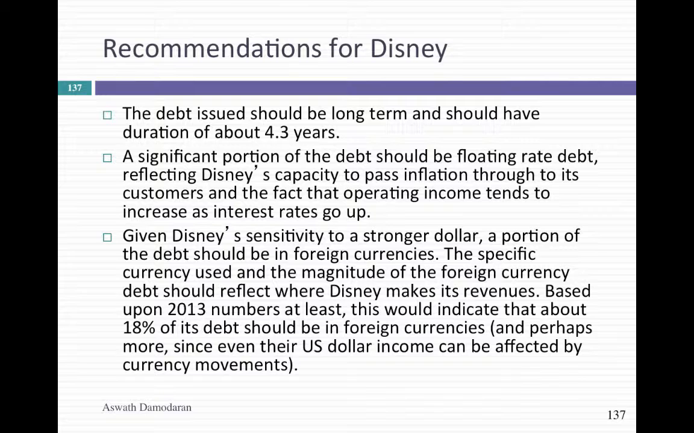And all we're doing is then converting our numbers into some tangible recommendations. You want longer term debt. Probably want a little more floating rate debt. You know that Disney's pretty sensitive to a strong dollar, so weigh some of the debt in terms of foreign currency. And if you looked at 2013 numbers, about 18% of its debt should be foreign, based upon the way operational revenues arise.